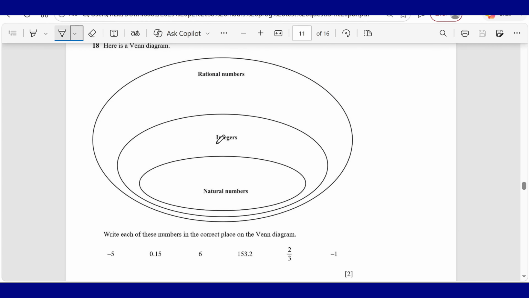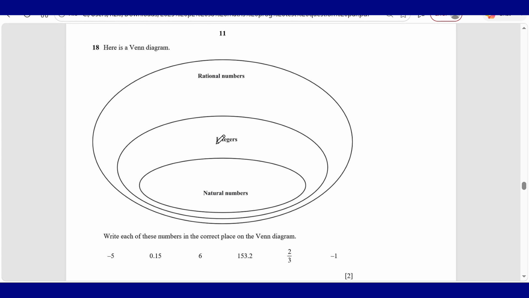Okay guys, so question 18. Here's a Venn diagram. Rational numbers are in the greater circle, integers in the inner circle, and natural numbers in the innermost circle. Write each of these numbers in the correct place on the Venn diagram. We see -5, 0.15, 6, 153.2, 2/3, and -1. When the timer returns to 0, we will reveal the answer, guys. If you need some more time, you may pause this video.